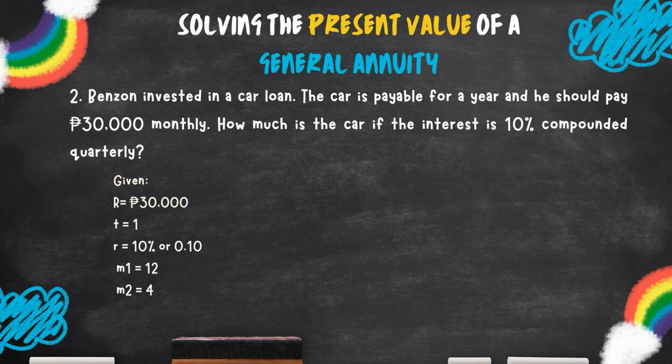For the second problem, let's get the given first. For the regular payment, we have 30,000 pesos. For our time, which is 1, rate 10% or 0.10. For M sub 1, we have 12 since it's paid monthly. And for M sub 2, we have 4 since the interest is compounded quarterly.